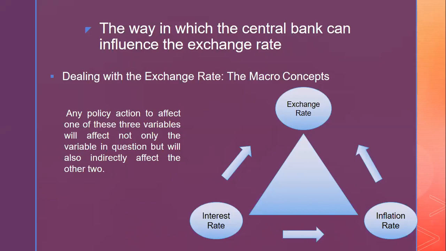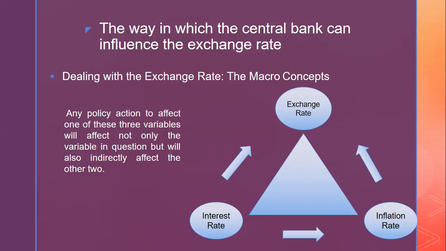What is the meaning of that statement? That means even though the central bank wants to influence the exchange rate, for instance, doing that might have an indirect impact on other macroeconomic variables in the economy. So whenever the central bank is influencing the exchange rate, they have to keep in mind that there can be other indirect results on the other macroeconomic variables.